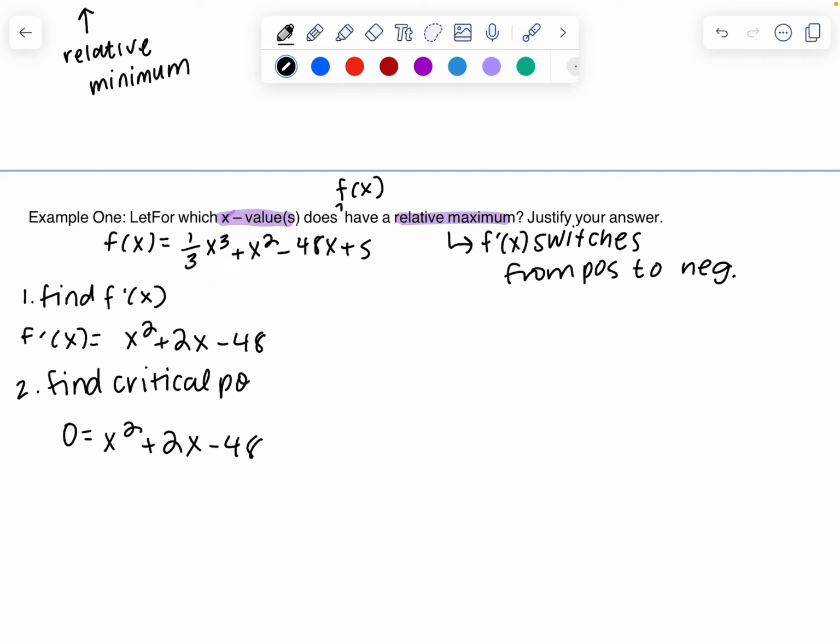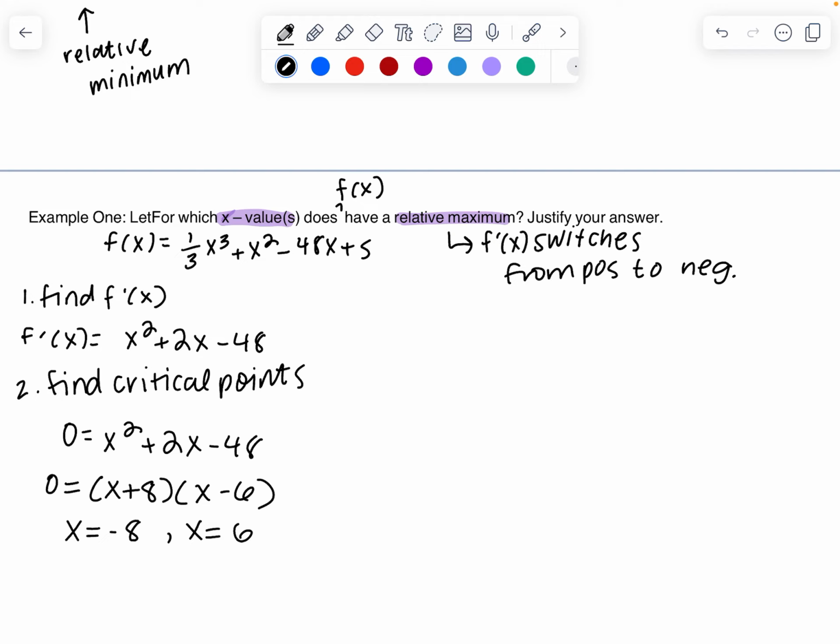Find the critical points. For this one, I think we can factor here. We're trying to think about what multiplies to negative 48 and adds up to 2. I believe that is 8 and 6, but one of them needs to be negative, and that would be the 6 so that we get a positive 2. So I'll have 0 equals x plus 8 times x minus 6, and then my critical points are going to be x equals negative 8 and x equals 6.